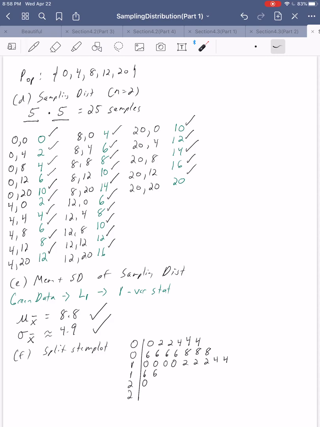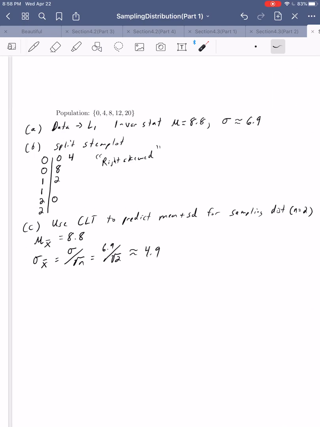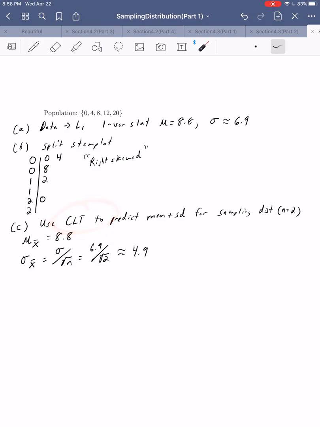Okay, so that ends the introduction to the sampling distribution. In the next couple of videos, we'll see how to perform computations using the sampling distribution, and we'll skip all of this stuff. Instead, we'll just focus on using the central limit theorem to immediately know things like the mean of the sampling distribution and the standard deviation of the sampling distribution.